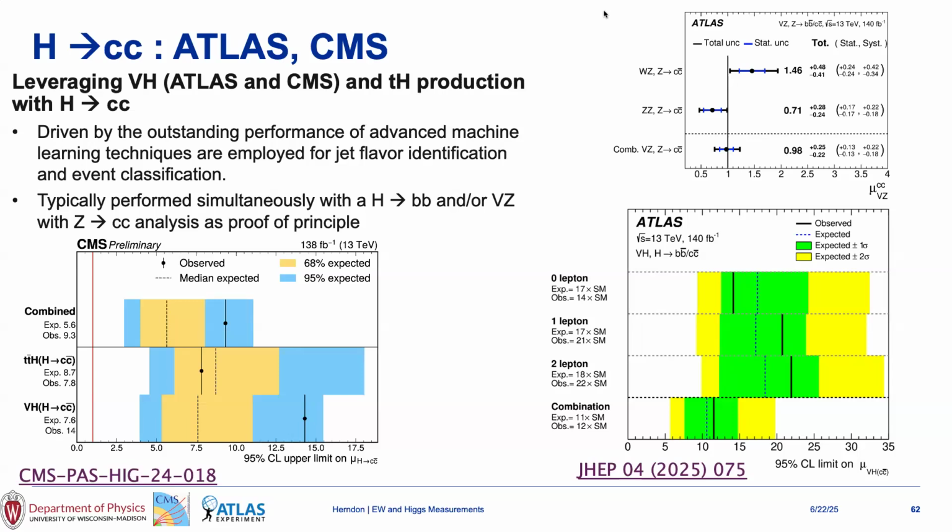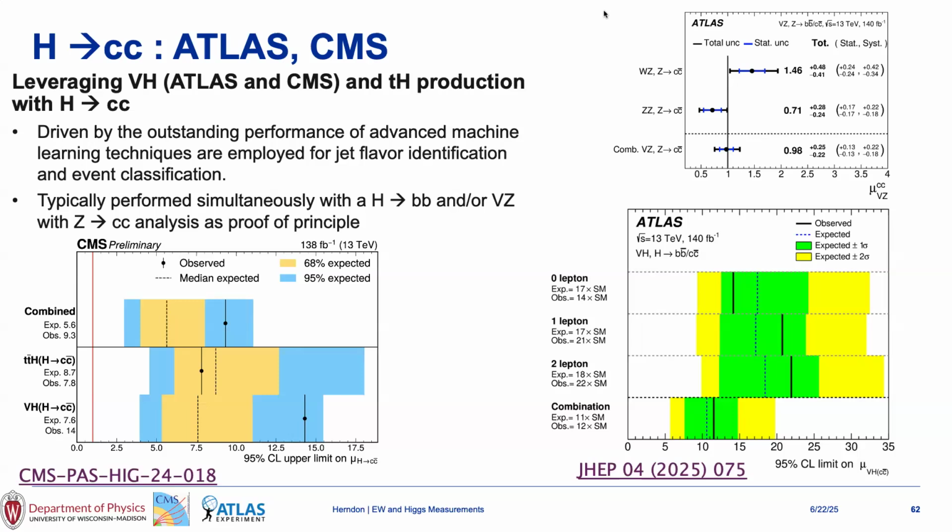So as a proof of principle here, we actually usually do a simultaneous analysis. If you're looking for HW or HZ production, and then you're looking for H to cc, you also have H to bb there, and so you can make a comparison to that. But in addition, you have ZZ production, and you have ZZ and ZW production, where the Z also has a substantial branching fraction to c quarks. So you can look for that. In fact, it's something important to understand as a background to Higgs. And so here from ATLAS are these measurements in WZ, ZZ, and then the combination of the two of them.